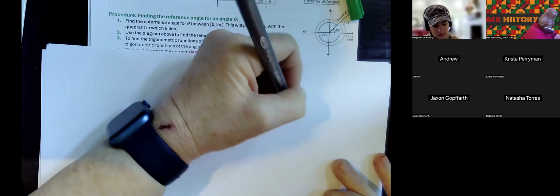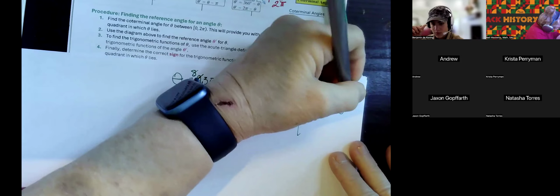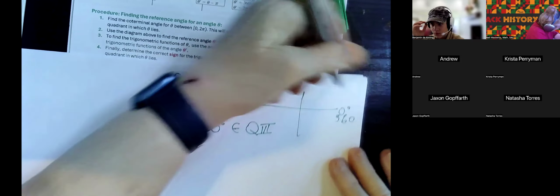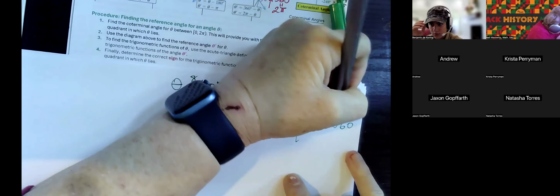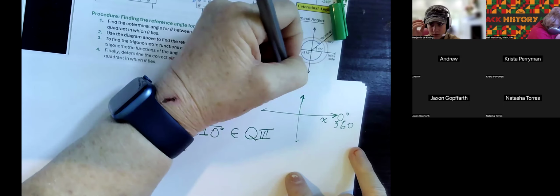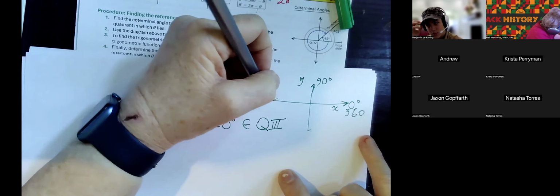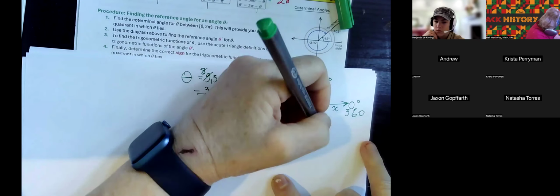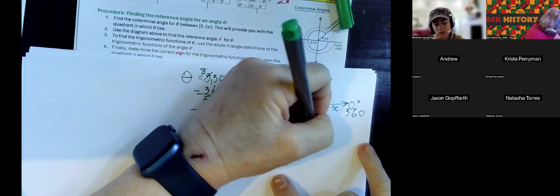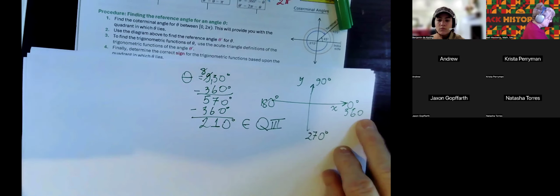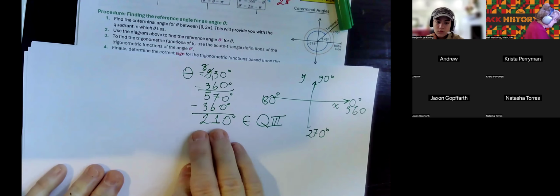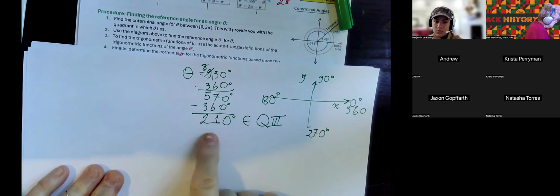Where does 210 degrees live? In the third quadrant. Good. And I know that because for quadrant 1, this is X and Y. For quadrant 1, we go up to 90 degrees. Quadrant 2, we go over to 180 degrees. Quadrant 3, we go as far as 270 degrees. And then quadrant 4, we go as high as 360. So we're definitely between 180 and 270.